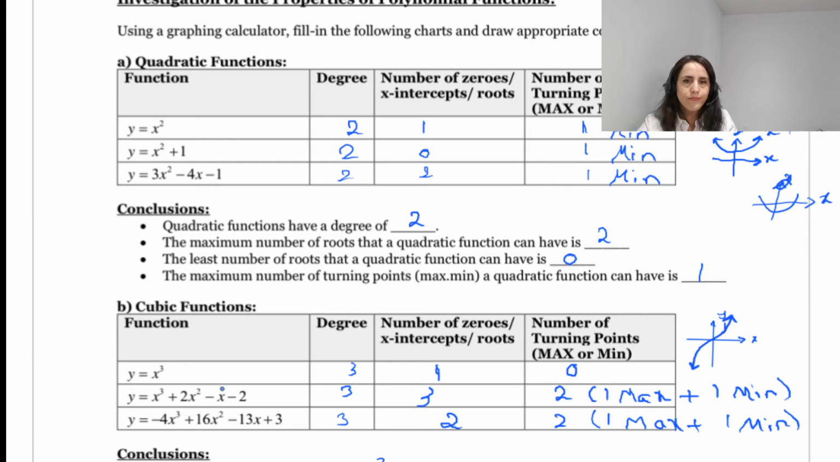Okay, now I want to talk about the turning points. When the degree was 2, I had 1 turning point. When the degree is 3, I have 2 turning points.